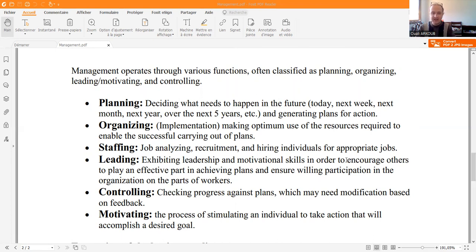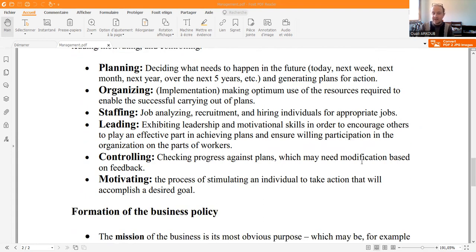Leading, to be the leader: exhibiting leadership and motivational skills in order to encourage others to play an effective part in achieving plans and ensure willing participation in the organization on the part of workers. Controlling: checking progress against plans, which may need modification based on feedback. You know what feedback means in the system of management. Motivating: the process of stimulating an individual to take action that will accomplish a desired goal.